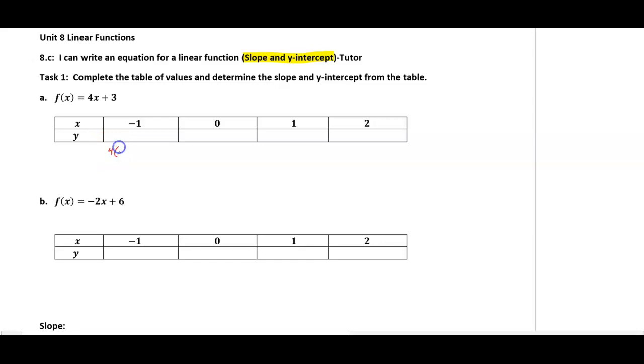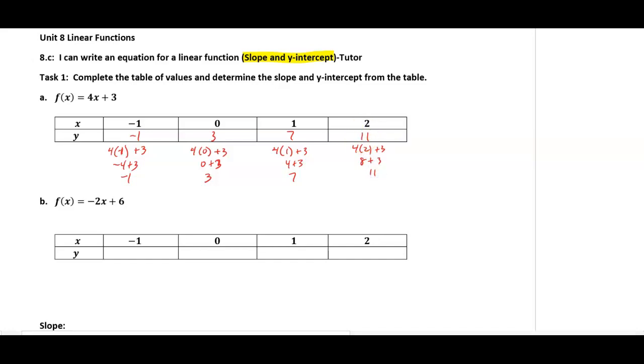if I were to use that function rule to create a table of values, this would give me 4 times negative 1, which is negative 4, plus 3, which is negative 1. If I plug 0 in, 4 times 0 plus 3 would give me 0 plus 3, which is 3. And if I go ahead and finish this up, 4 times 1 plus 3, 4 plus 3 is 7. 4 times 2 is 8. 8 plus 3 is 11.